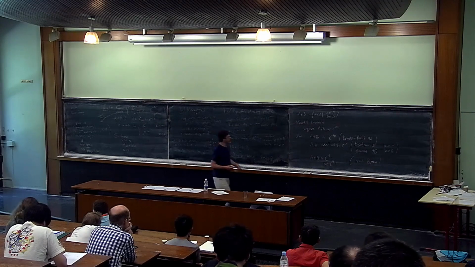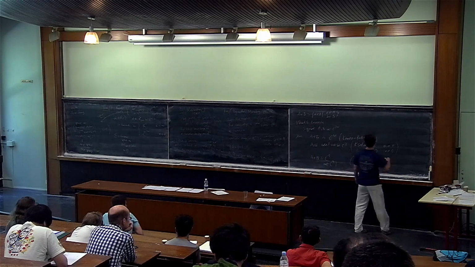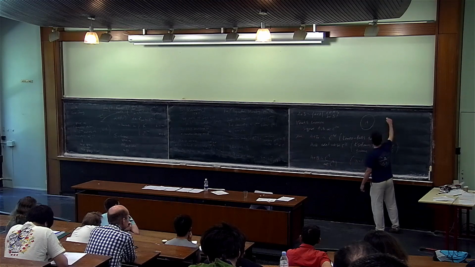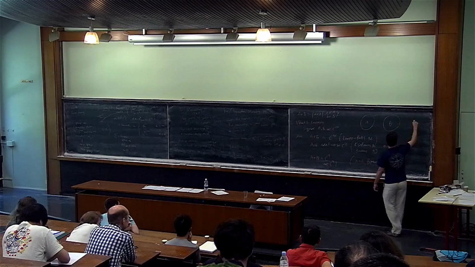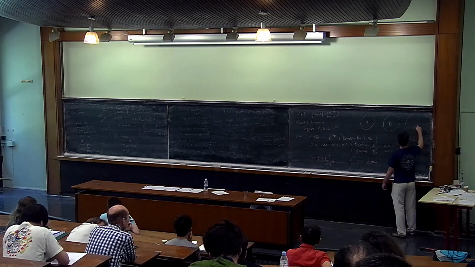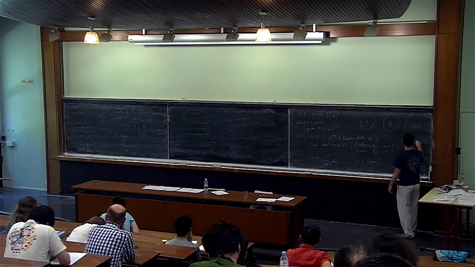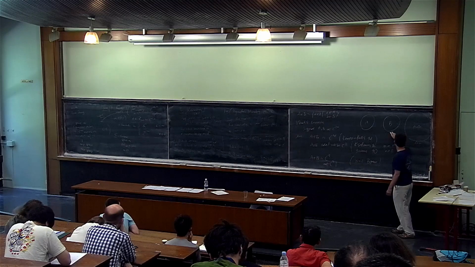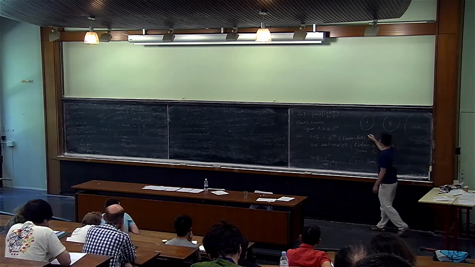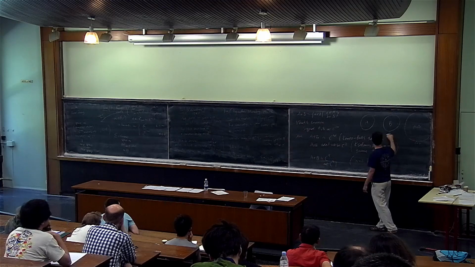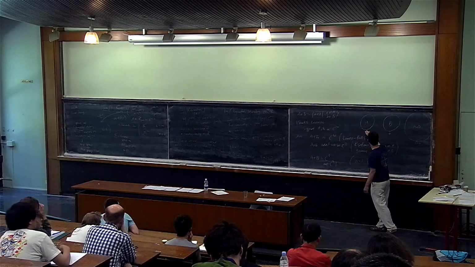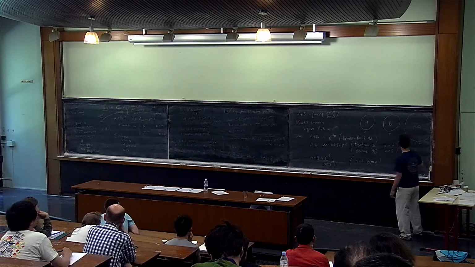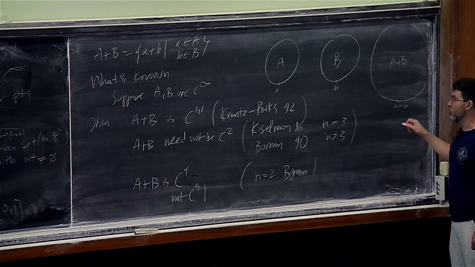So how shall one think about taking a Minkowski sum of two convex sets? The picture is very simple. Suppose we have A and B, and you have A plus B here. You fix a point on the boundary, which is necessarily of the form A plus B. And it turns out, well, it's obvious that the corresponding points are boundary points.